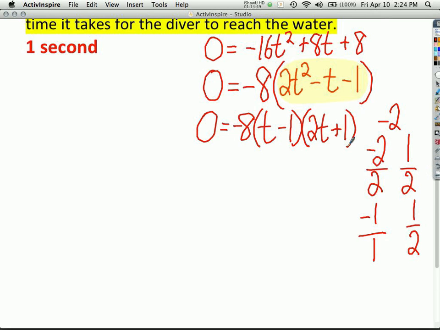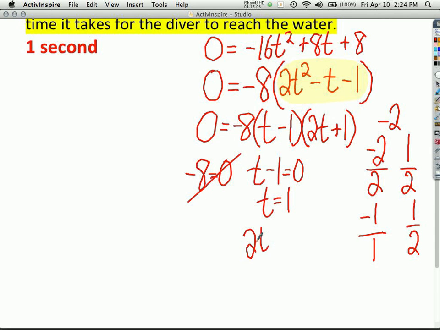So now we solve each of those factors. -8 equals 0, can't factor it. t minus 1 equals 0. That's going to be t equals 1. And then we need to do 2t plus 1 equals 0. And that will come out to t equals -1/2.